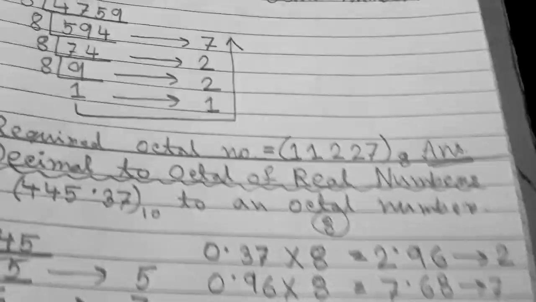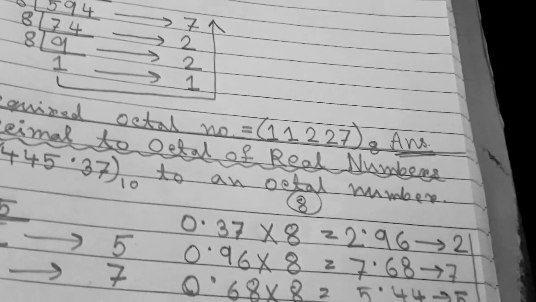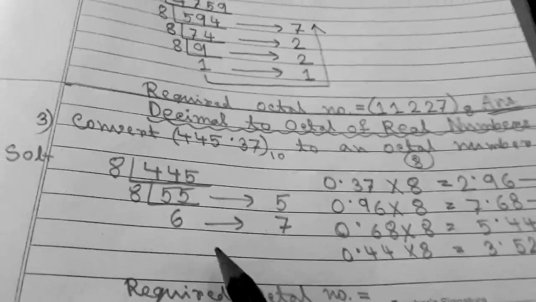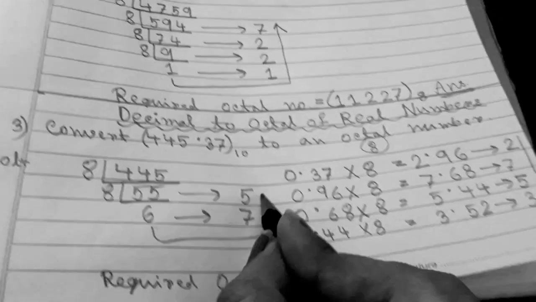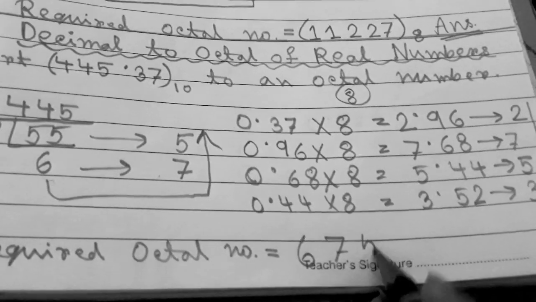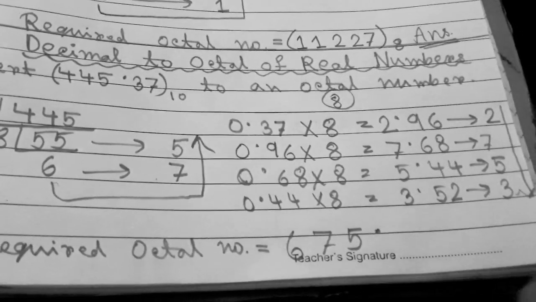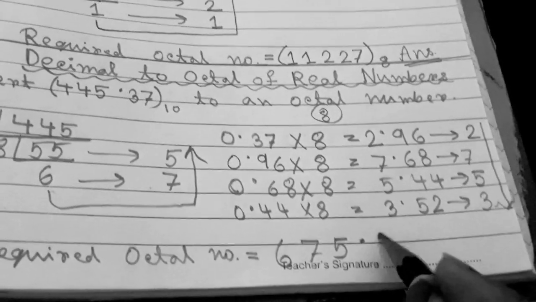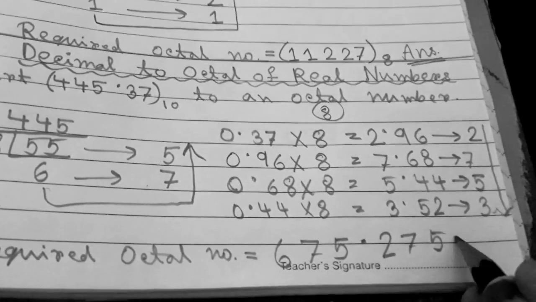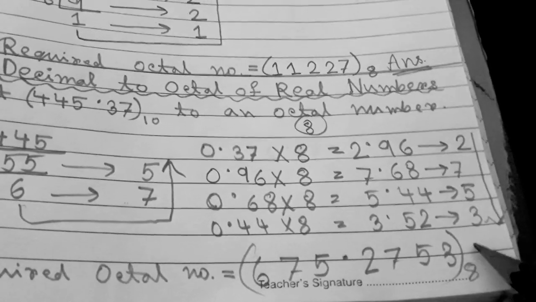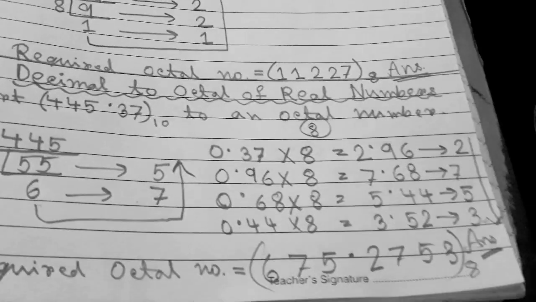Then here the result we have to write down in this form only. So here I get 675. Here you write down 675 and after the point 0.2753. So this I get in octal and this is my result.